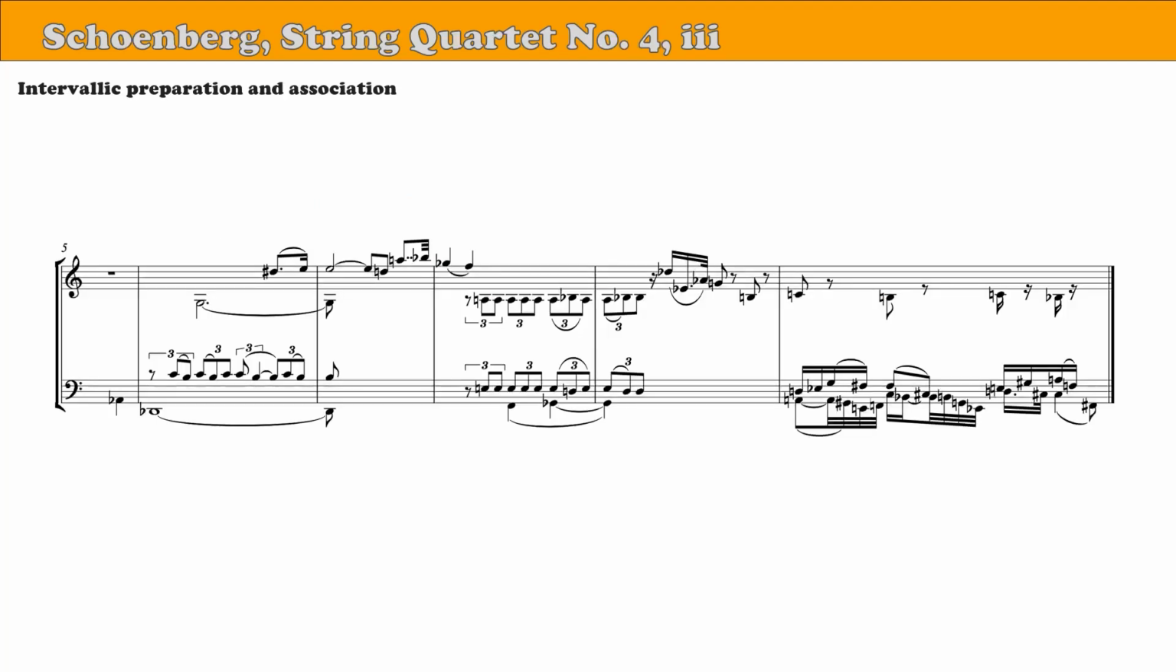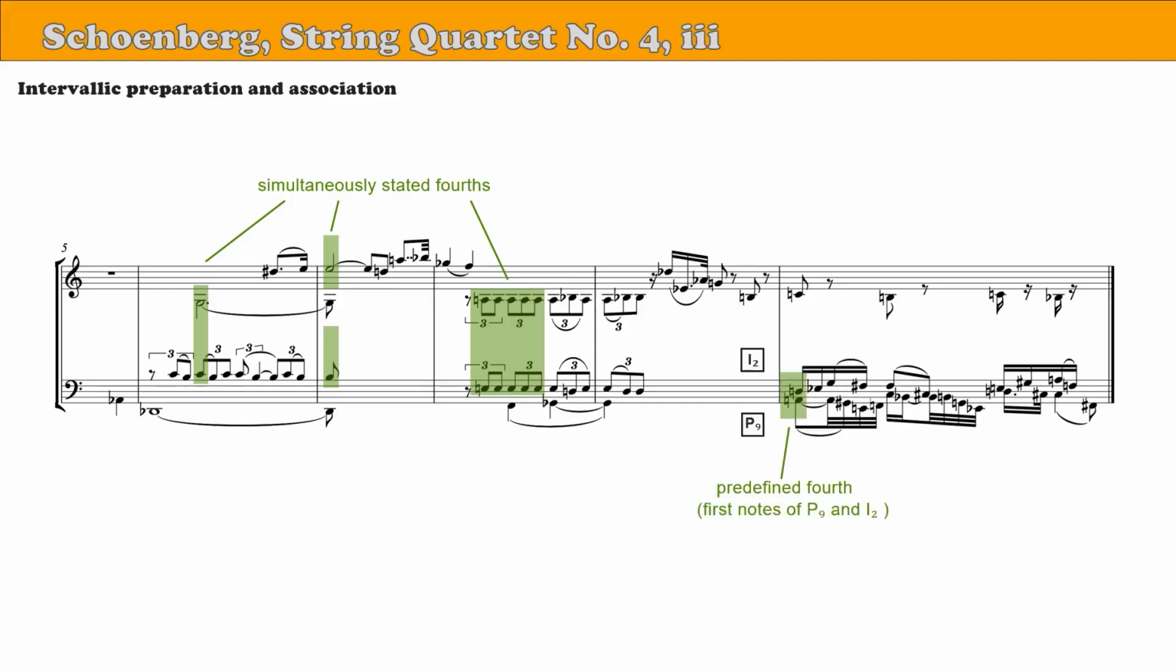Here is a relationship Babbitt calls intervallic preparation and association. Babbitt notes how often the interval of the perfect fourth is attacked simultaneously by some pair of instruments. He claims that these associated perfect fourths prepare the perfect fourth between the first notes of I2 and P9, the second combinatorial pair. The way Schoenberg has set things up, the first notes of the combinatorially related P and I forms will always be a perfect fourth apart. That's why Babbitt says that that perfect fourth is predefined.